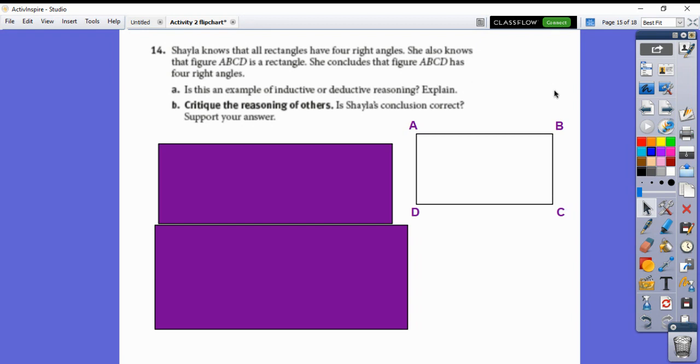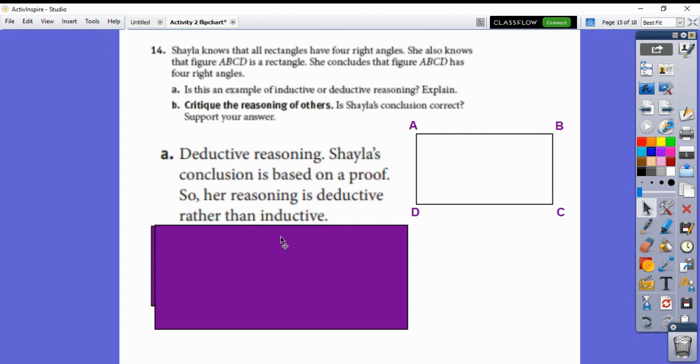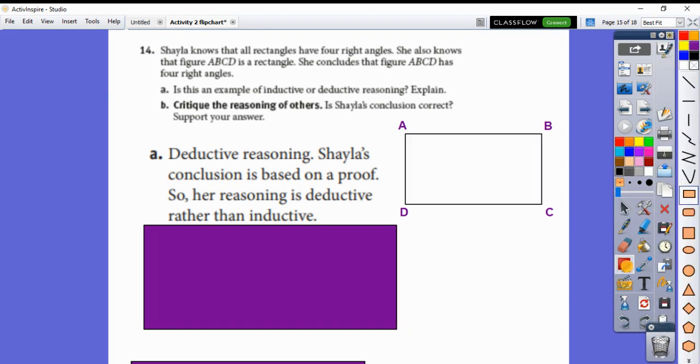Well, is this based on a pattern? Is this based on seeing a lot of rectangles and making a conclusion based on the pattern, or is this based on logical reasoning? She's taking these first 2 statements and combining them together to make a conclusion. So that's an example of deductive reasoning. Shayla's conclusion is based on a proof. So her reasoning is deductive rather than inductive. And let's trace through what she's saying here to see if it's correct.